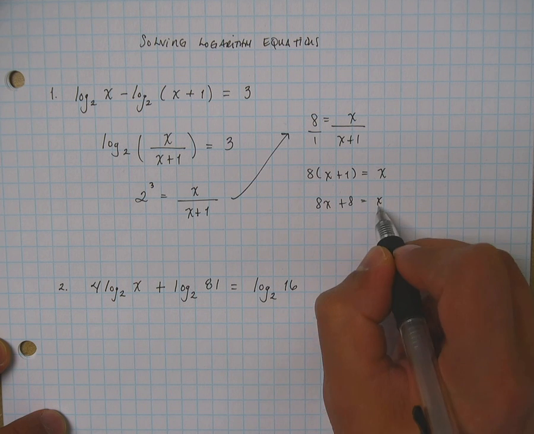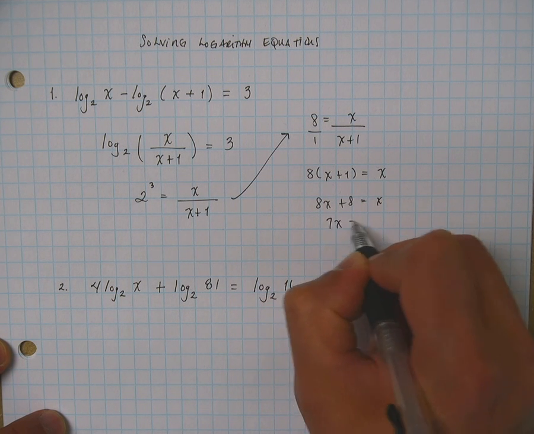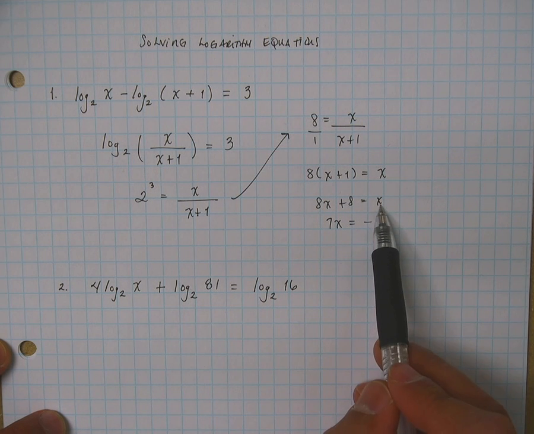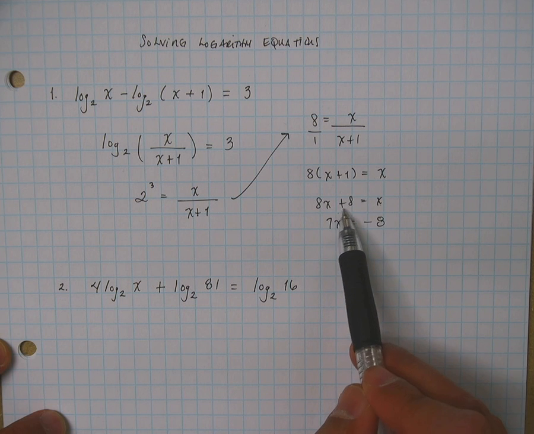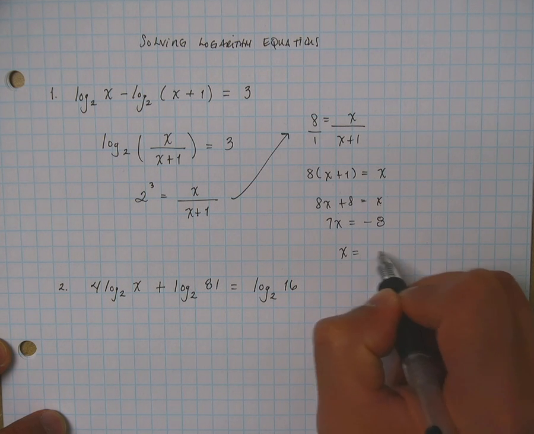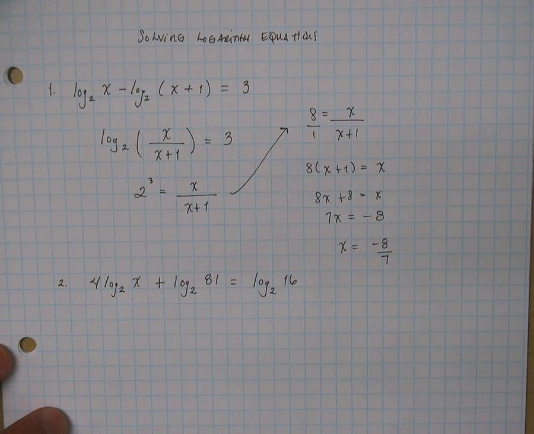Bring the x to the left, which becomes a minus. So we get 7x is equal to negative 8. Remember, this comes over and becomes a minus x. The positive 8 goes over and becomes a negative 8. When we divide, we get negative 8 over 7. And that wasn't too bad, was it?